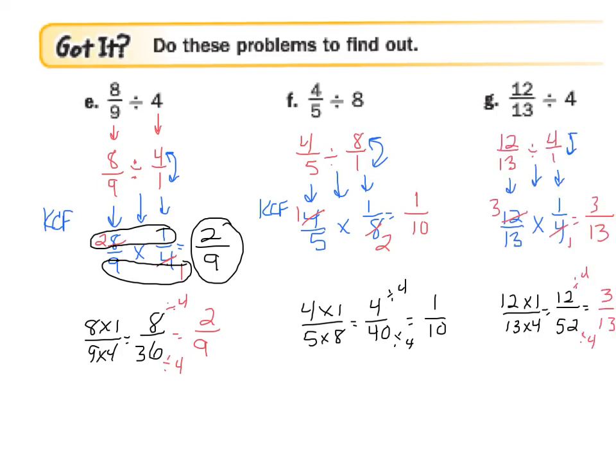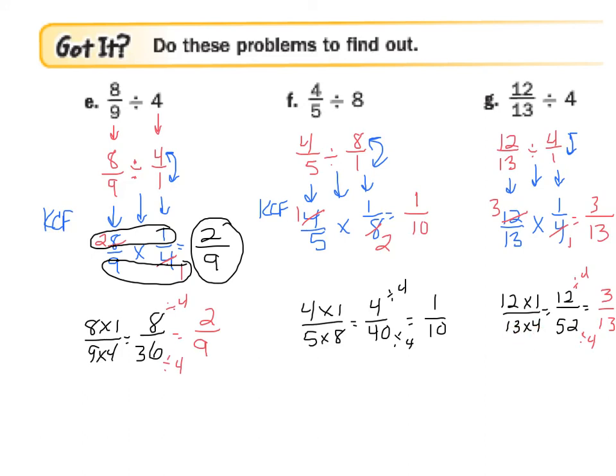All right, so hopefully you got 3/13, and on this problem, the simplifying ahead of time really helped, because I could divide the 12 and the 4 and get 3 and 1. So 1 times 3 is 3, and 13 times 1 is 13. But if I hadn't, I would have done 12 times 1 and gotten 12.